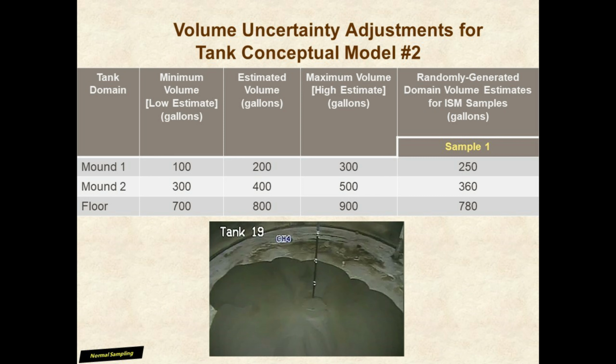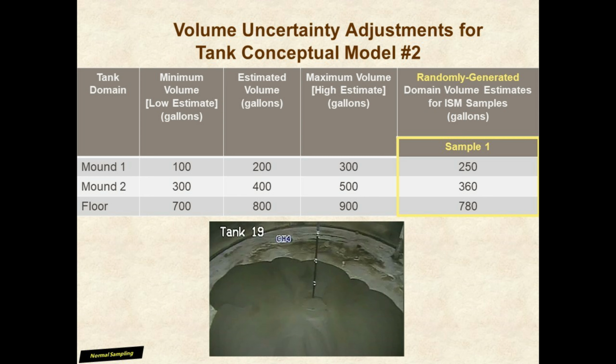The final adjustment to the ISM sample is the volume uncertainty. As discussed in the Part 1 flowchart and the Part 2 DQOs, SRS applies a volumetric uncertainty adjustment to the ISM samples. Technicians provide a best estimate of the volume of the material in each tank domain, the mounds, floors, or other areas. SRS generates a random number from a triangular distribution that ranges from the low to the high volume estimated for that domain. SRS uses the random number as the volume for the corresponding tank domain to calculate the ISM sample volume uncertainty.